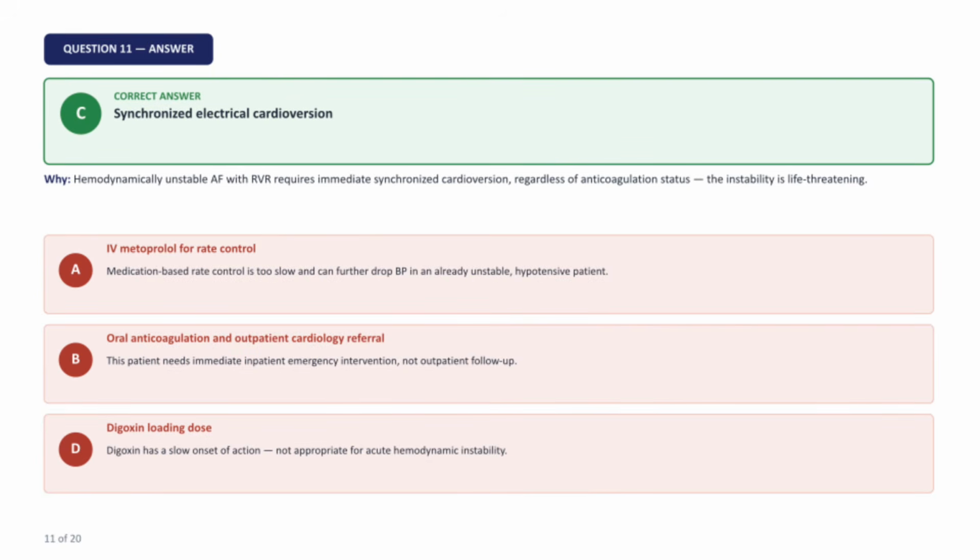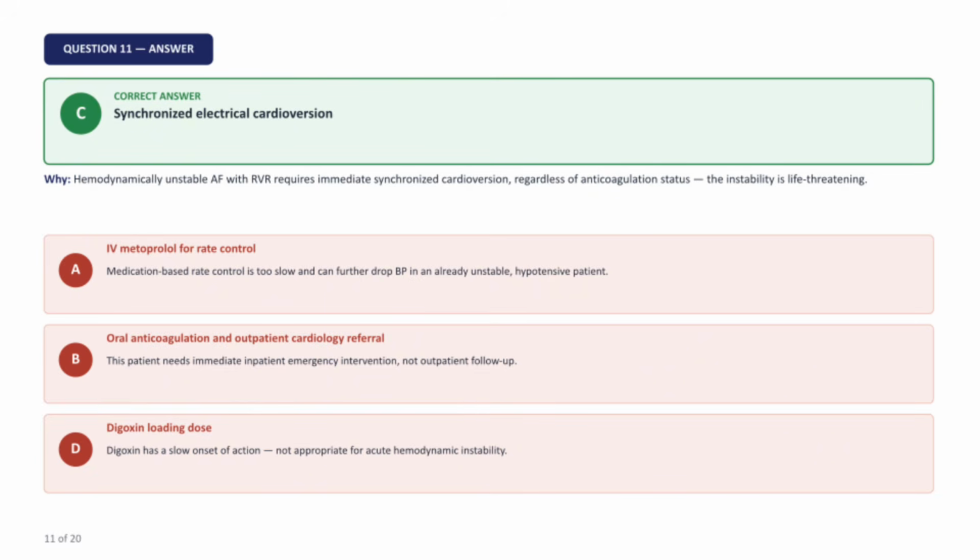The correct answer is option C, synchronized electrical cardioversion. Hemodynamically unstable atrial fibrillation with RVR requires immediate synchronized cardioversion regardless of anticoagulation status. The instability is life-threatening. Now, why isn't A correct?